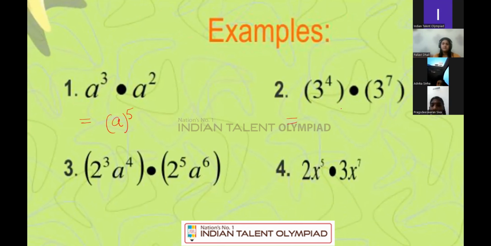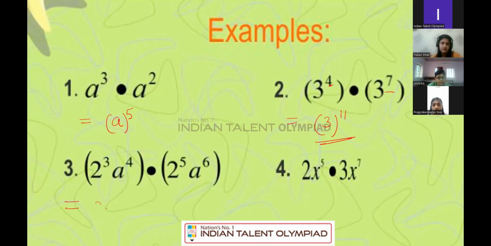Siva, can you tell me the second answer here? Yes, ma'am. 3 into 3. The bases are the same, so what are we going to do? We are going to add the exponents here. 4 plus 7 is how much? 11. This is the answer here. Anshul, can you tell me the answer for this one? 2 raised to the power 8 and 8 raised to the power 10. Right.